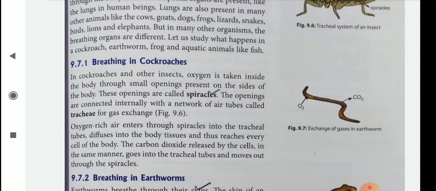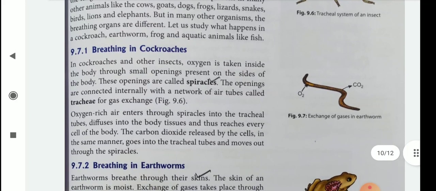Oxygen-rich air enters through spiracles into the tracheal tubes, diffuses into the body tissues and thus reaches every cell of the body. The carbon dioxide released by the cells in the same manner goes into the tracheal tubes and moves out through the spiracles. So children, you remember the organ through which cockroaches breathe, that is spiracles.